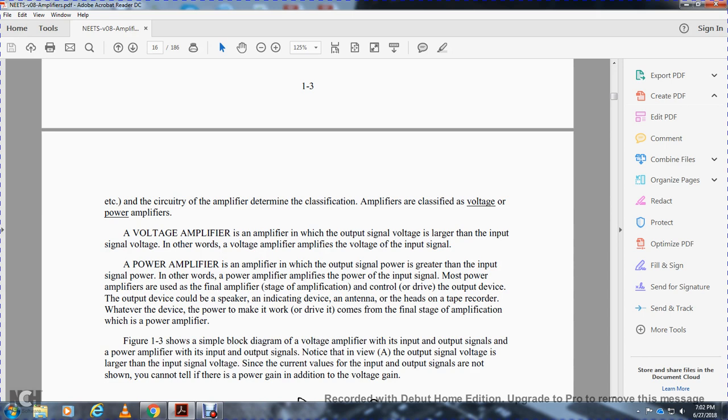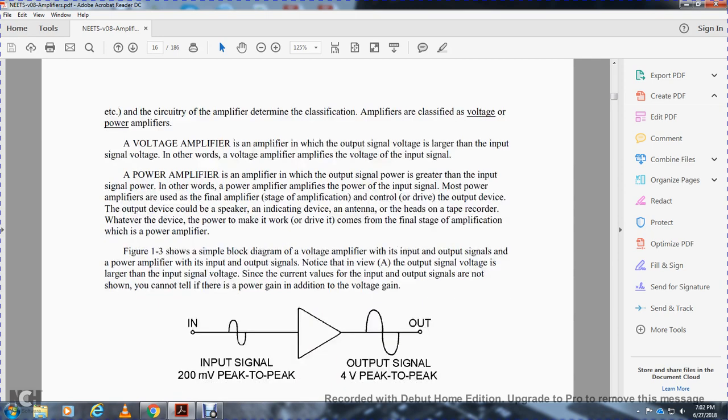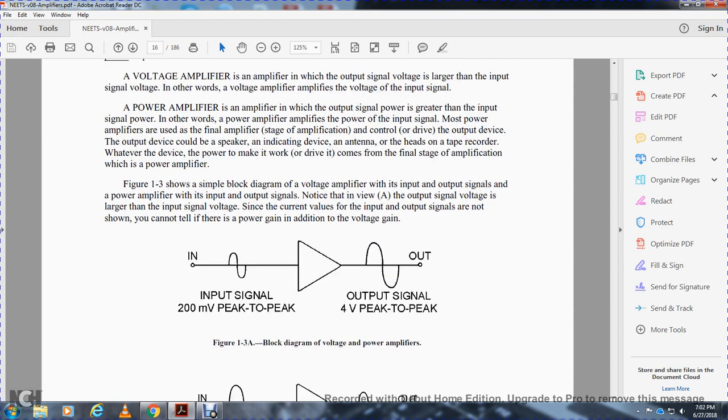Most power amplifiers are used as the final stage of amplification, to control or drive the output device. The output device could be a speaker, an indicating device, an antenna, or the heads of a tape recorder. Whatever power is needed to make the device work comes from the final stage of amplification, which is the power amplifier. Figure 1-3 shows simple block diagrams of a voltage amplifier input and output signal, and a power amplifier input and output signal.